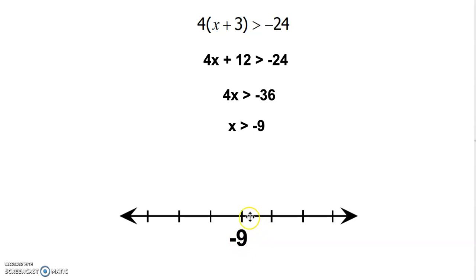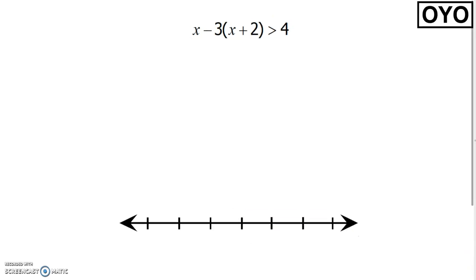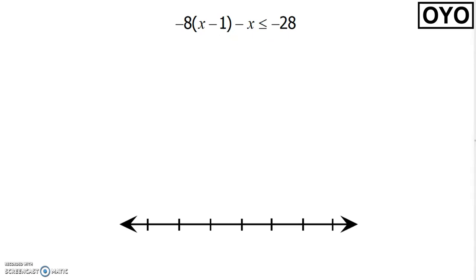middle, and all of our x values are greater than negative 9. Notice that it doesn't have the equal to, so this is a situation where we have the open circle, because negative 9 is not included in the solution. It's everything greater than negative 9, so we shade to the right. This example is an on your own example, so is this one.